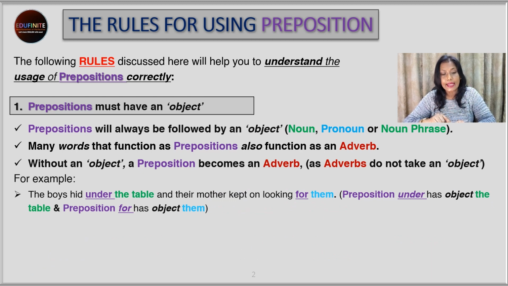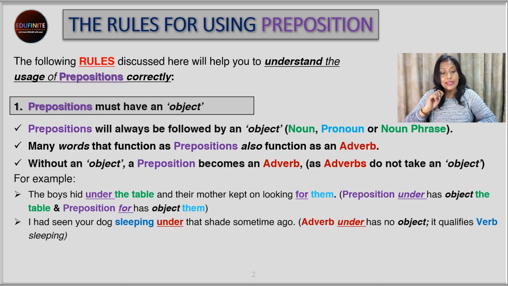Well, let's look into some more sentences. The boys hid under the table and their mother kept on looking for them. So under the table, here under is the preposition because after it, the object is there. What is the object? The table. Table is a noun, hence under is the preposition. Again, for them. What about for them? After for, there is an object, them. What is them? Them is the pronoun. So, yes, for is also a preposition. But let's look into the next sentence.